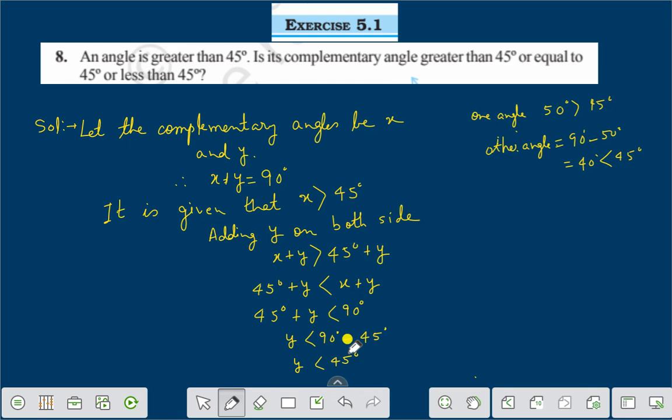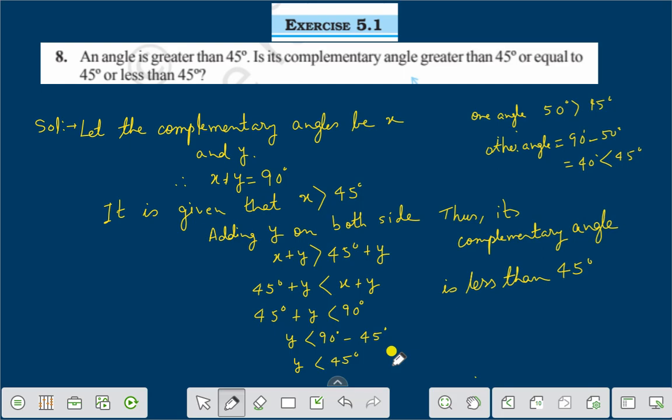Therefore, you can say that the complementary angle is less than 45 degrees. Thus, you can say that its complementary angle is less than 45 degrees.